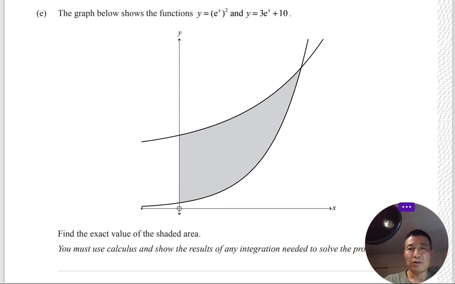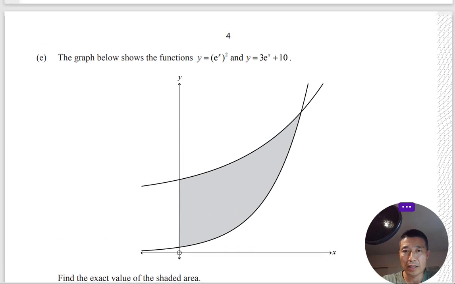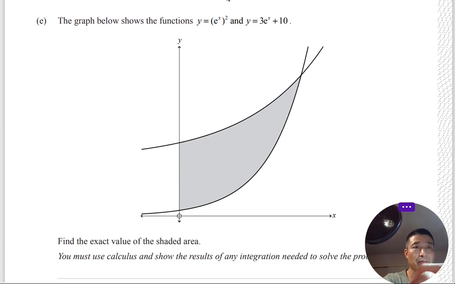Right. So as you know, to find the area, you go integral top function take away bottom function, right? From 0 to whatever that is. So we have to find the intersection. So to find that intersection point, we have to solve these two equations simultaneously.